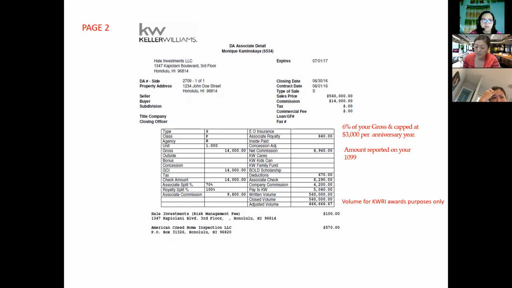And the royalty is calculated by getting the GCI and multiplying that by 6%. So in this particular example, it's the 14,000 times 6%, which is $840. So that's the associate royalty fee.